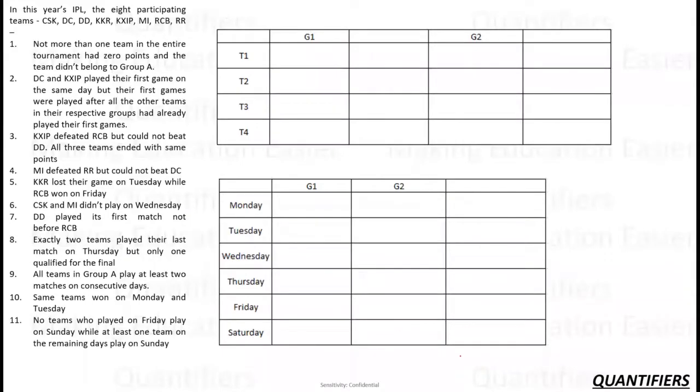this is the structure that I'm going to follow. There is group one, there is group two, there are 4 teams, right? And there are these days. Now, which are these 4 teams? Let me read it and try to analyze.